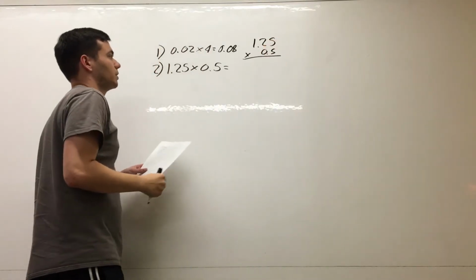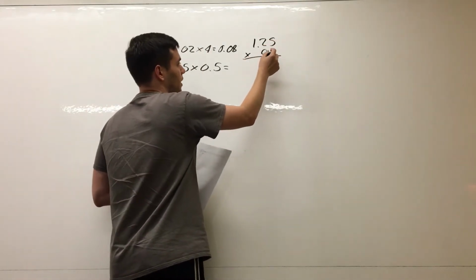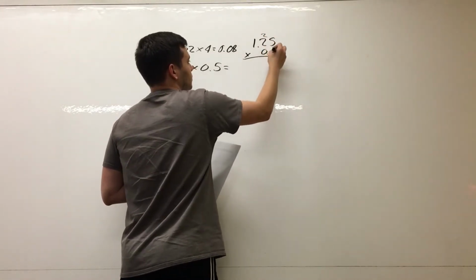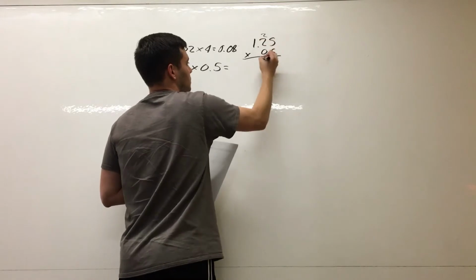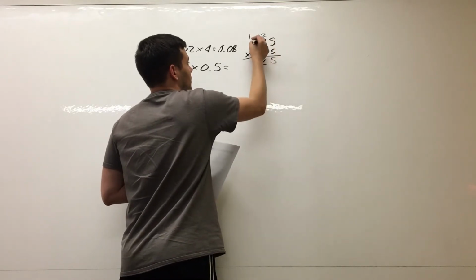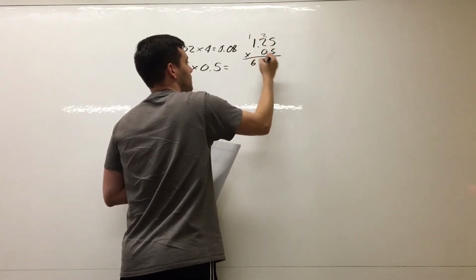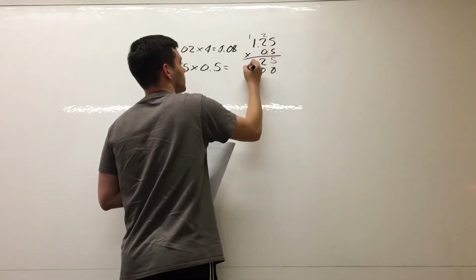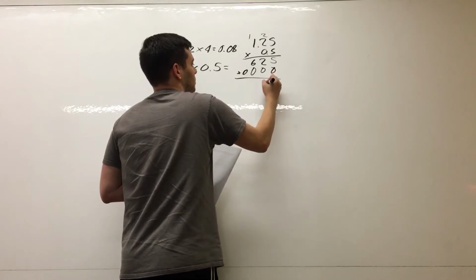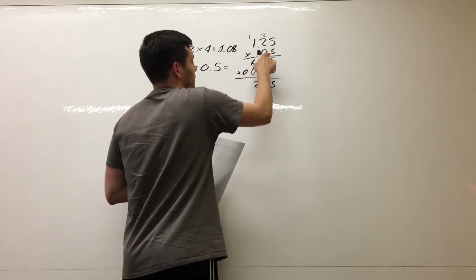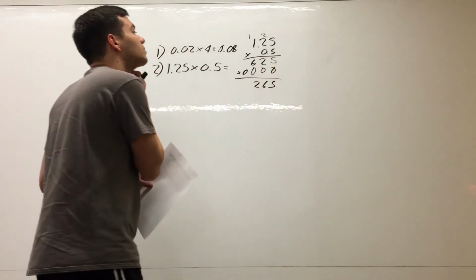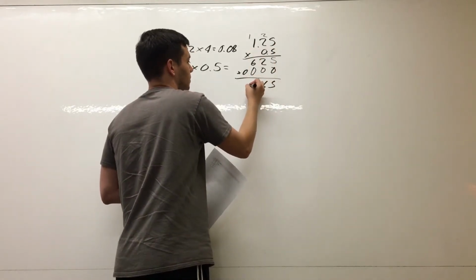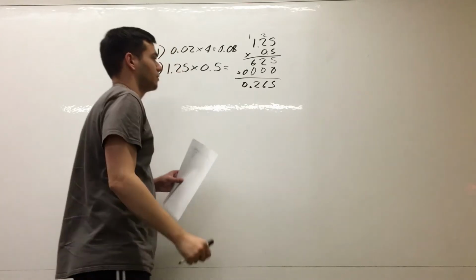Alright, so this next one, just like you normally multiply, 5 times 5 is 25. 5 times 2 is 10, plus the 2 is 12. 5 times 1 is 5, plus the 1 is 6. 0, 0 times 0, 0, and 0 again. And so this is 3 decimal places, because 1 from here and 2 from here, so you move over 3 places. That's your final answer.